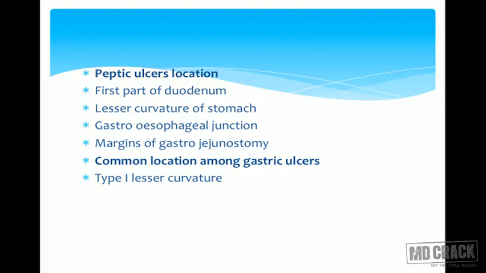What is the location of peptic ulcers? As we learned earlier, the first part of the duodenum is the most common site. Next comes the lesser curvature of the stomach. Then there are the esophagogastric junction and the margins of the gastrojejunostomy or various stomas with the stomach. The most common location among gastric ulcers is type 1 ulcer, which is present in the lesser curvature.